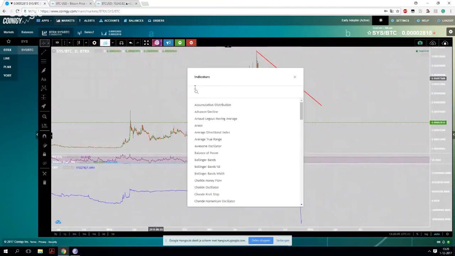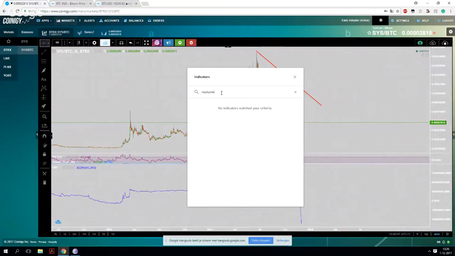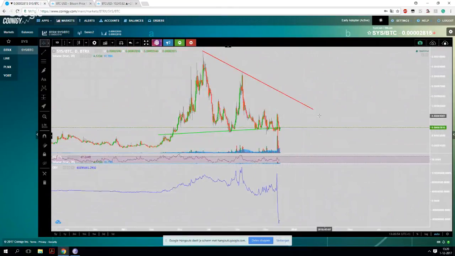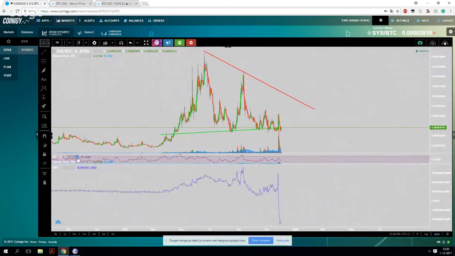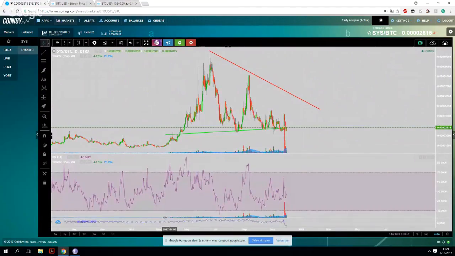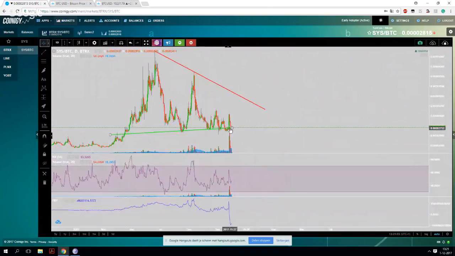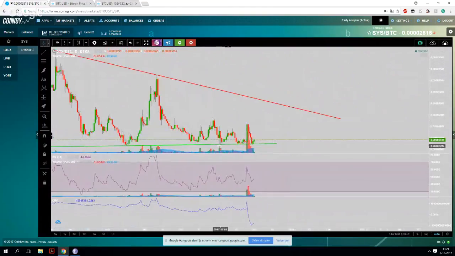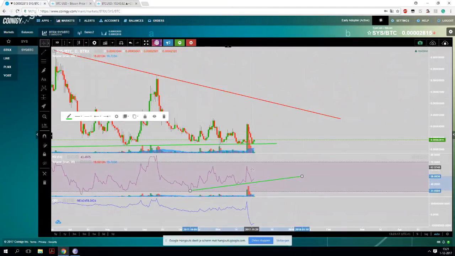I have to put on the volume here. Here we have the volume. Now, let's look at this. You have the unbalanced volume indicator, and you have the RSI. We had a big price jump a couple of days ago. And what happened is the following. The RSI is bouncing off the support.